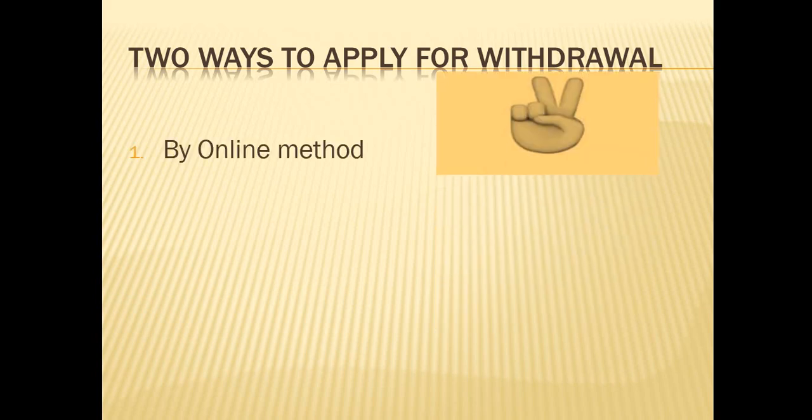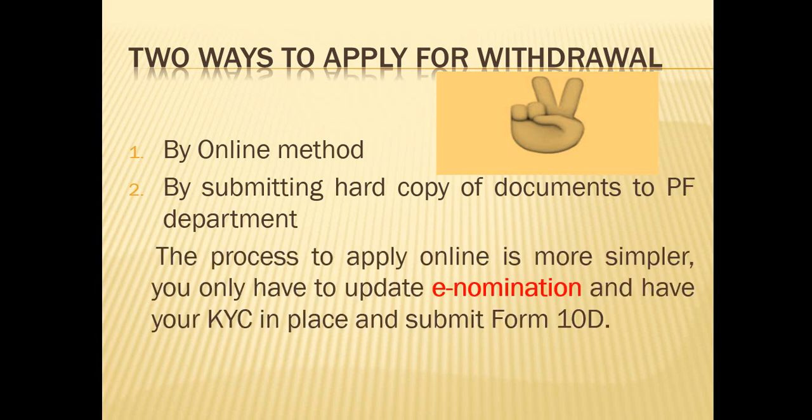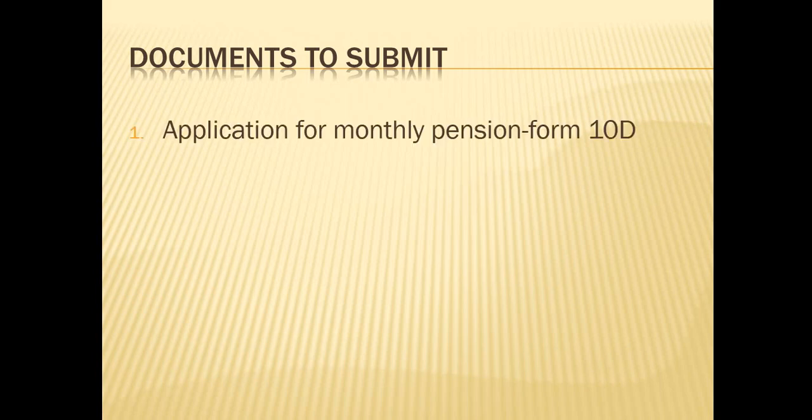There are two modes. One is the online method and the other is by submitting the hard copy of documents to the PF department. Friends, you know that applying online is a much easier and simpler way. But for this you will need to have your e-nomination updated via your UAN and also see that your KYC is in place. In case you are going to submit the documents to the department, let us see what are the documents that are required.